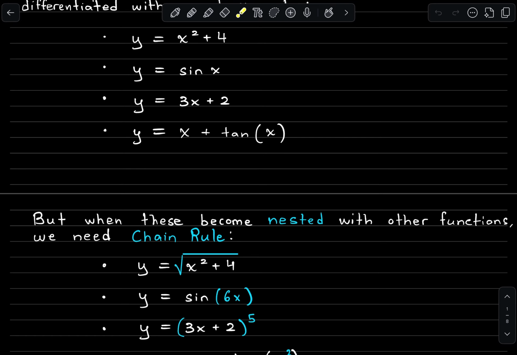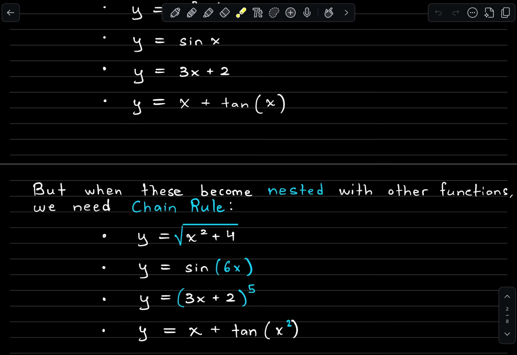But when we start nesting these functions within each other, we're going to need chain rule. So if we took that first example and now instead of just x squared plus 4, we have that entire thing under a square root, we're going to need chain rule. If inside of your sine you had a 6x, again, you're going to need chain rule. If we took that 3x plus 2 and raised it to the fifth power, well, now you've got a function that's raised to the fifth power, not just a constant. And if you had an x squared within your tangent, same idea. Now you have a function as an input. So for all of these, we're going to need chain rule.